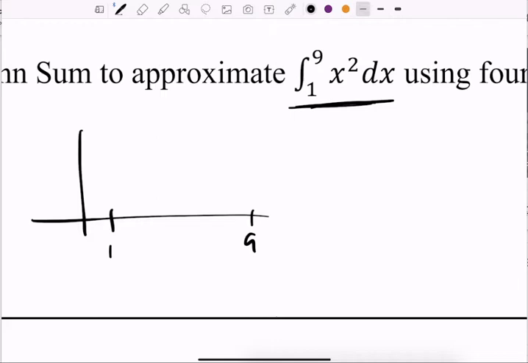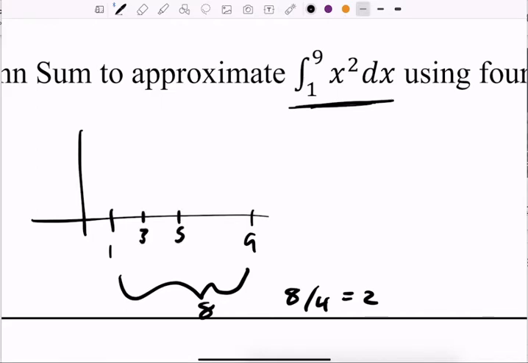Let's see. Its distance is 8. If I went 8 divided by 4, that would be 2. So 1, 2, 3, 4, 5, 6, 7. There you have it. Okay, so each distance is, I'm going to say this is delta x.